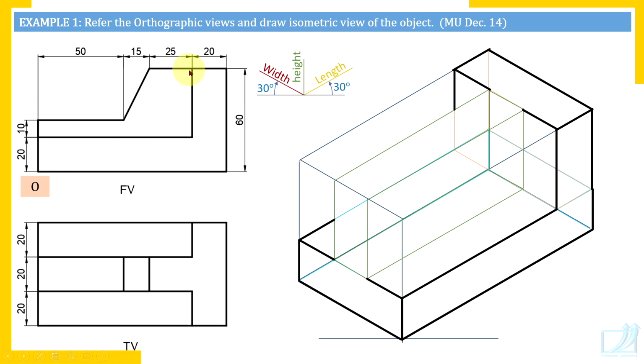This edge, 25 millimeter long, is parallel to length. This edge, 10 millimeter long, is parallel to height. This edge, 50 millimeter long, is parallel to length. So parallel to length and parallel to height, parallel to length. These edges which are principal edges we are going to construct here.